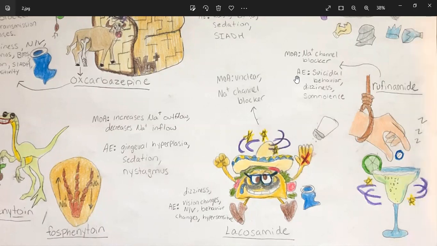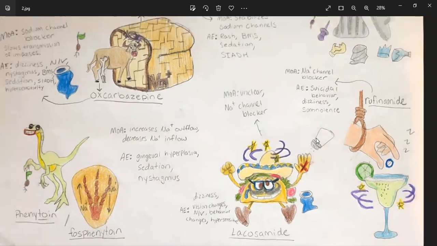And then adverse effects are suicidal behavior, so we have a noose here. Dizziness, if you think about if you've had too many margaritas, you're going to get super dizzy. And then that's somnolence, so Z's here.